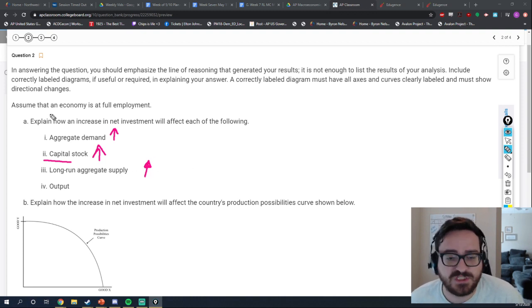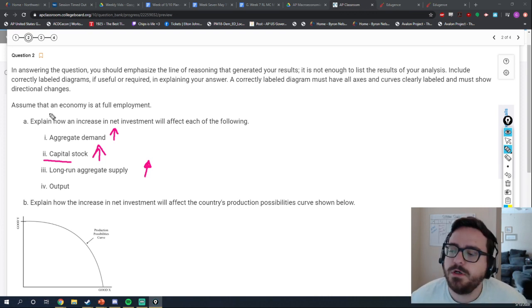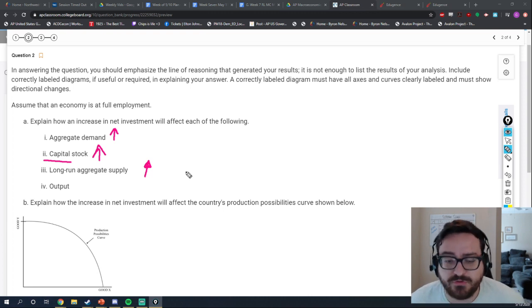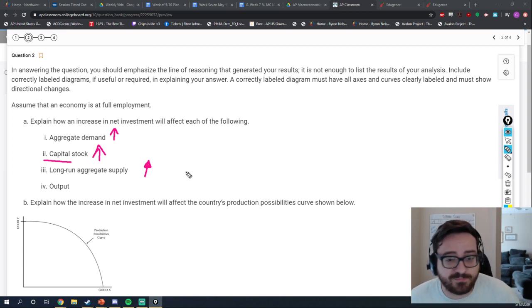Now for each of these, you'd have to explain it. So all the stuff that I'm saying way too fast for you to write down is what you would be putting as the answer. So long-run aggregate supply will go up because of an increase in capital stock. The ideal amount of production, aka the natural rate of output or full employment output, will improve under those circumstances. And then output, yeah, that would also go up.